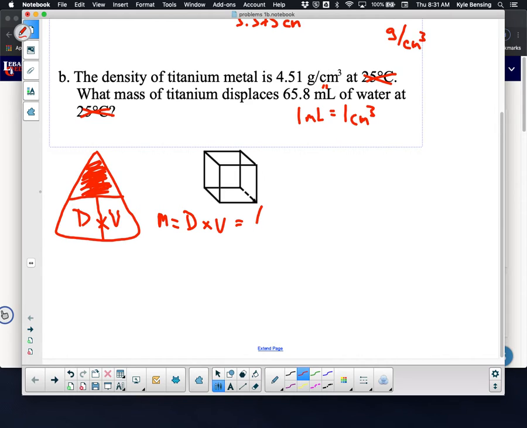So here, when I do the problem, I have 4.51 grams per cubic centimeter, which is the same thing as grams per milliliter, times 65.8 milliliters. All I have to do then is multiply those two numbers. Now, 1.5 and 1.6 did deal with some significant figures.